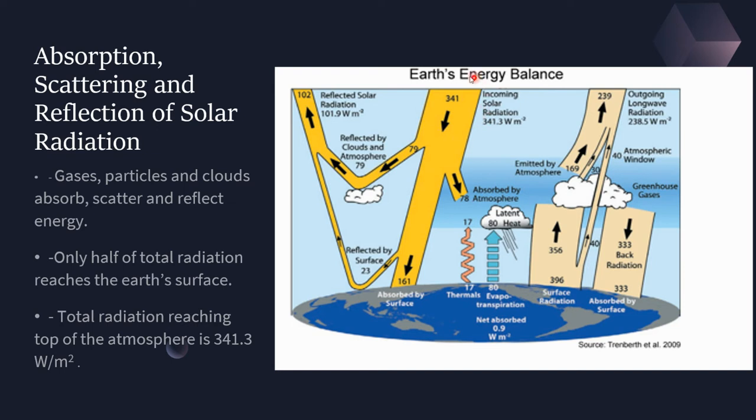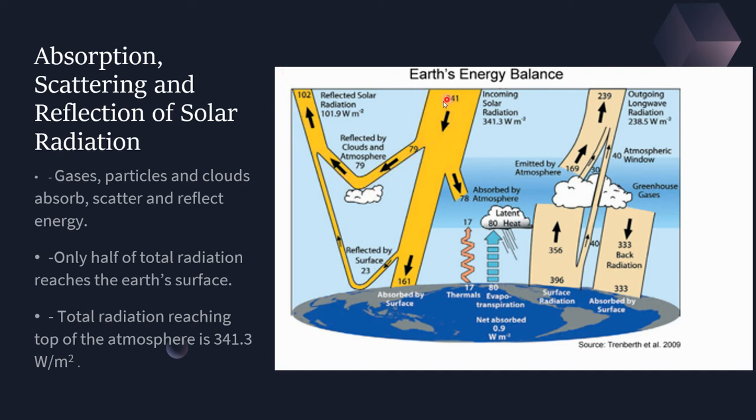But if you look at these numbers, first of all, the number 341 watts per square meter is the incoming solar radiation according to this figure. The sun is actually sending 341 watts per square meter of energy to the Earth. Then this energy is transmitted in different ways. Among these 341, 79 is reflected by clouds and atmosphere, and it goes back to the outer atmosphere again.